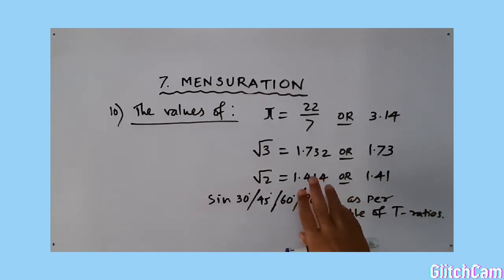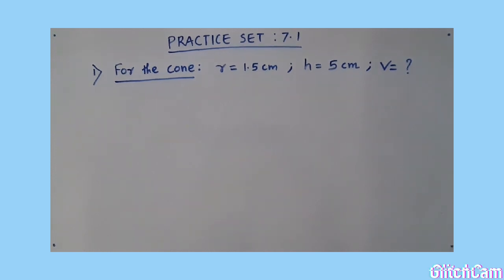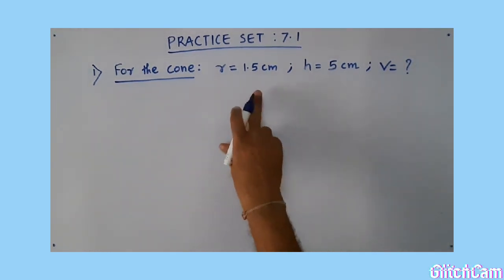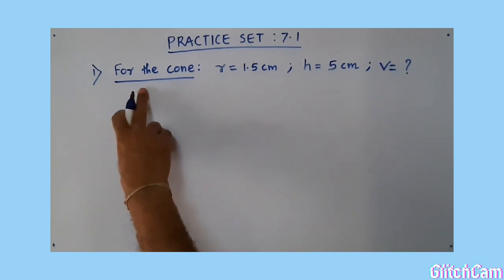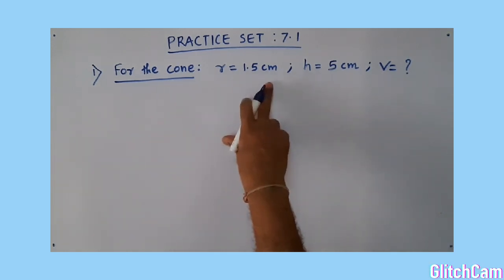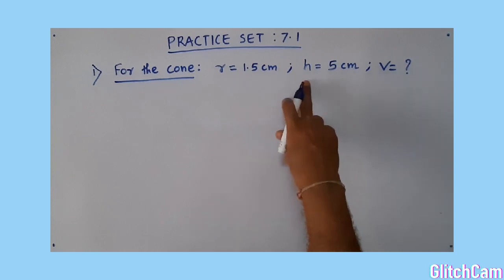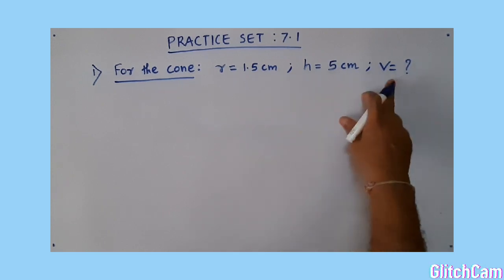Now we will start with practice set 7.1, the first exercise of the 7th chapter. This is the first sum. You should all have the textbook in front of you. I am not writing the question. For the cone, it is said that the radius of the base is 1.5 centimeter and the perpendicular height is 5 centimeter. What is the volume of the cone?